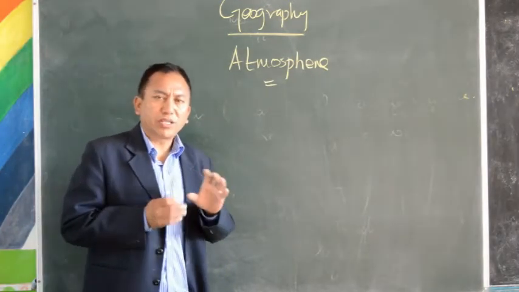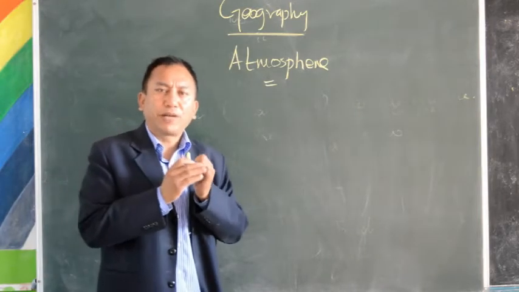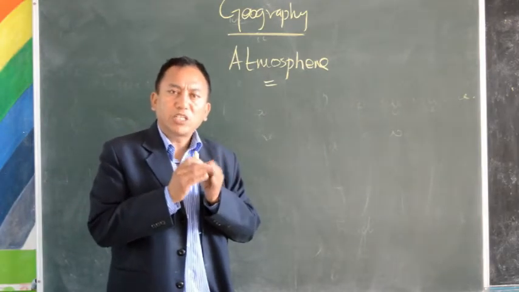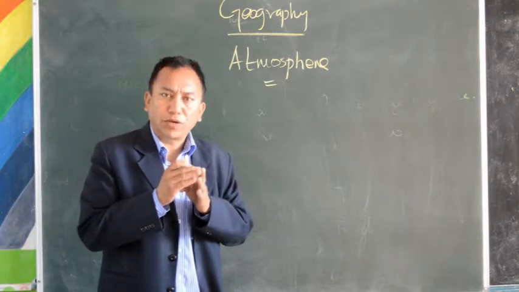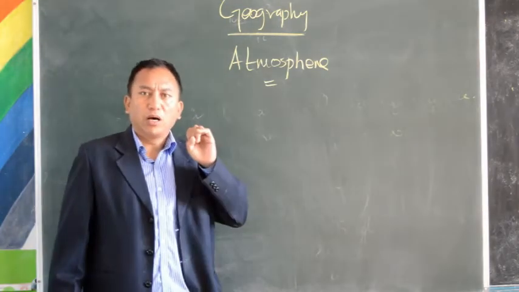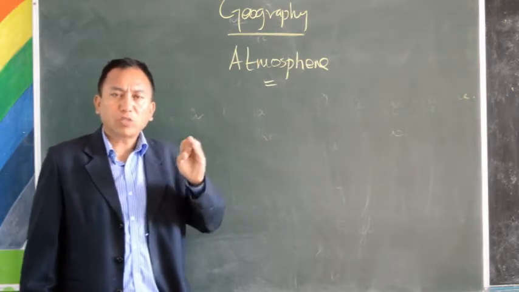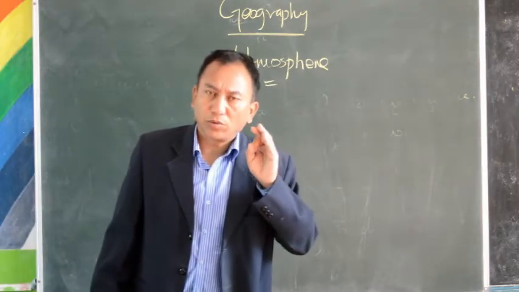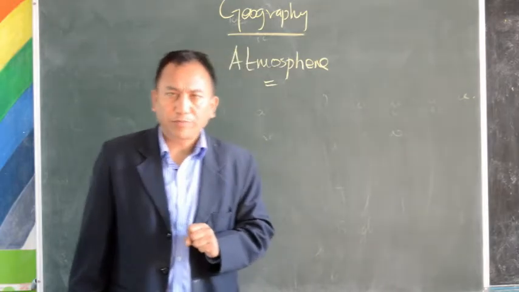Now, if you see the atmosphere, it's comprised of different gases, dust particles and water vapor as well. So these are the different aspects that are there in the Earth's atmosphere: gases, dust particles and water vapor.